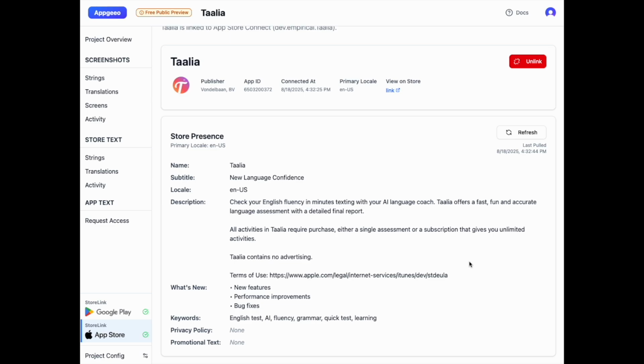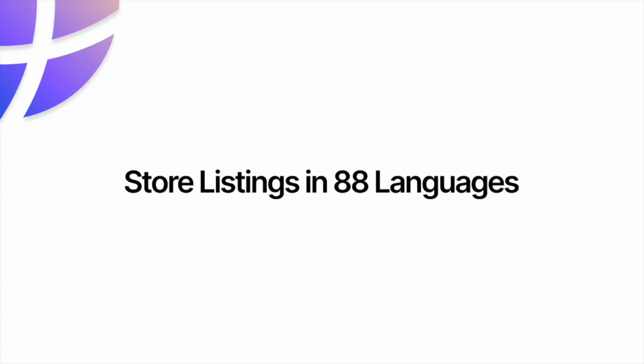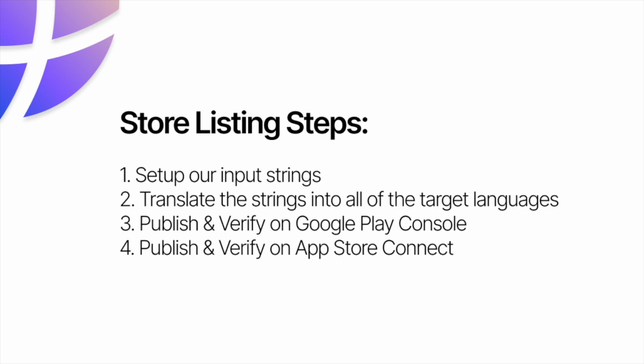We now have our Appgeeo project linked to both Google Play Console and App Store Connect, so we're ready to publish our listing updates. To publish store listings in all 88 languages, there are 4 steps. 1. Set up our input strings. 2. Translate the strings into all of the target languages. 3. Publish and verify on Google Play Console. 4. Publish and verify on App Store Connect. We'll walk through each of these.